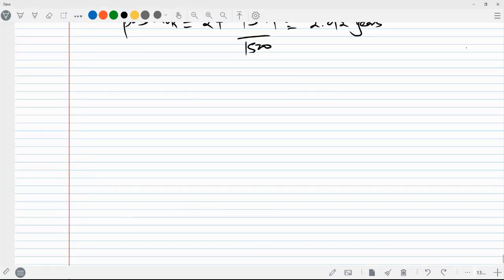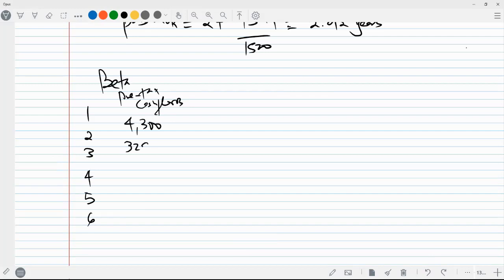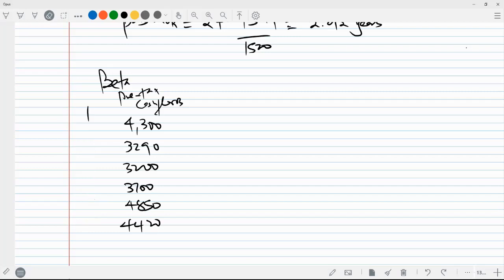Beta, same process. Project beta will be equal to the cash flow. So year 1, year 2, year 3, year 4, year 5, year 6. Pre-tax cash flow: 300, 290, 200, 700, 4850 and 4420. This is year 2, year 3, year 4, year 5, year 6. Then of course we pay tax at 30%. Then the cash flow after that 30% tax.